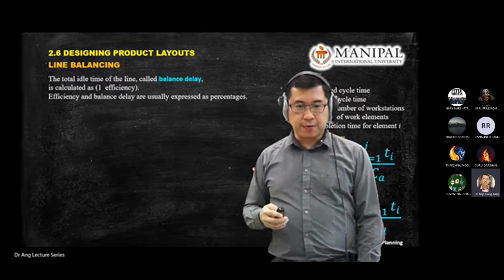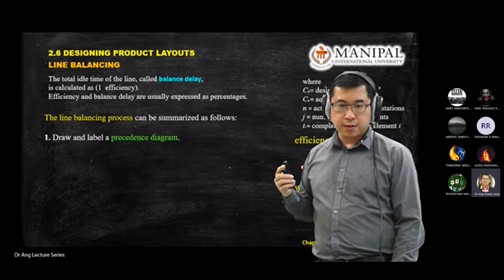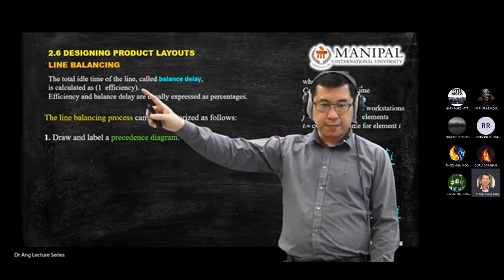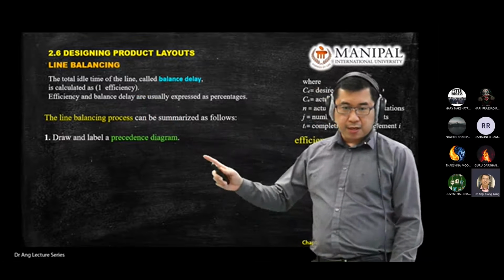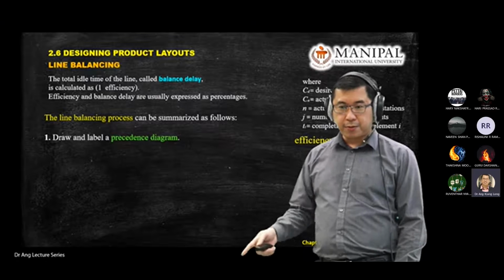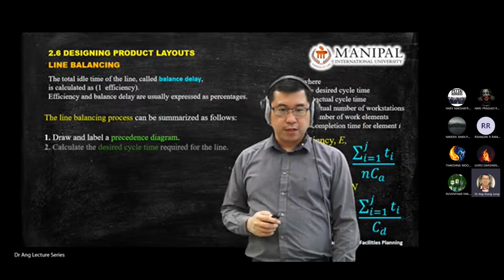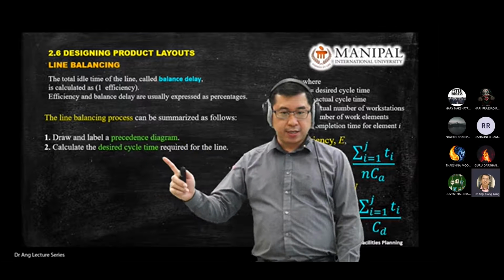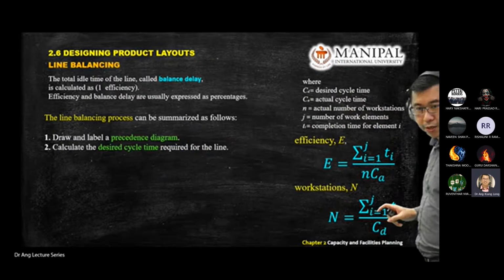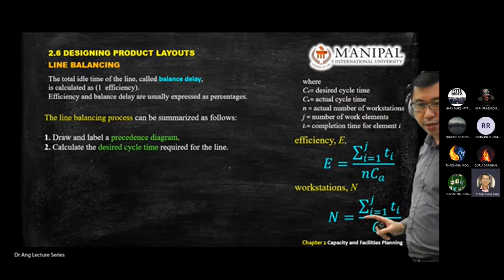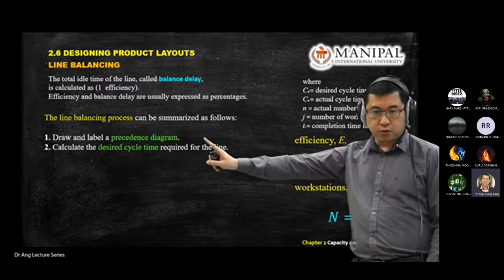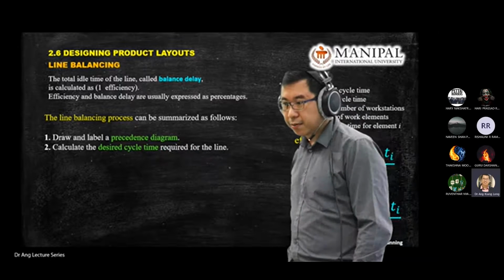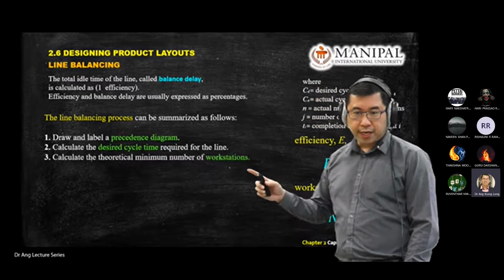Let's look at one example, right? Line balancing process. Later you will see what is meant by this number. There's some procedure. I'll give you one example just now. Okay, first you draw the diagram. Second, you calculate CD, because you need CD to design the workstations. First, you draw the precedence diagram. Second, you calculate the desired cycle time. Then you calculate the N.